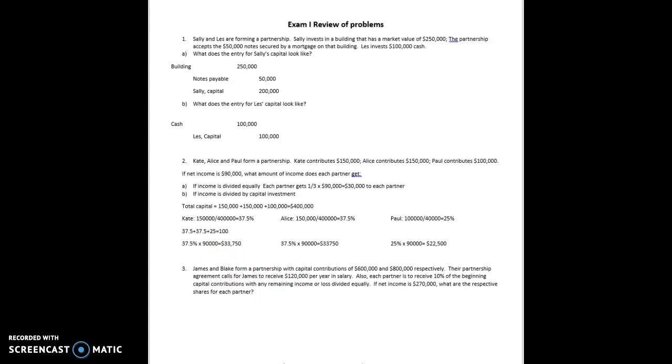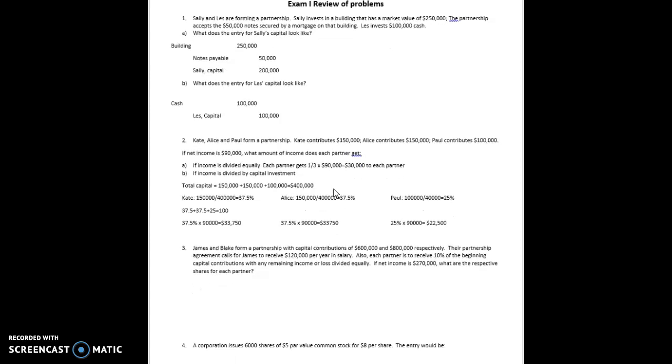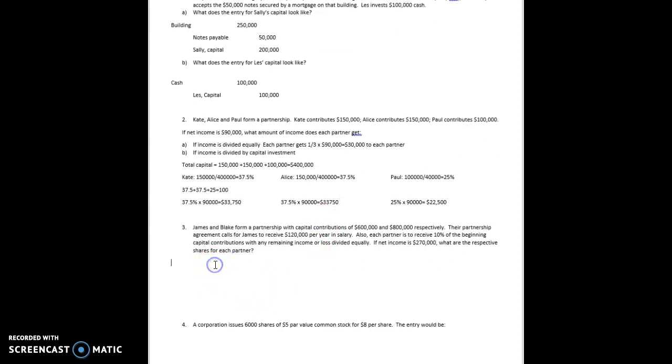Number 3 says that James and Blake form a partnership with capital contributions of $600,000 and $800,000 respectively. Their partnership agreement calls for James to receive $120,000 per year in salary, and each partner is to receive 10% of the beginning contributions, with any remaining income or loss being divided equally. We start out with net income of $270,000. So let's see what that looks like. We have net income that we have to disperse, and we have a total of $270,000 of net income.